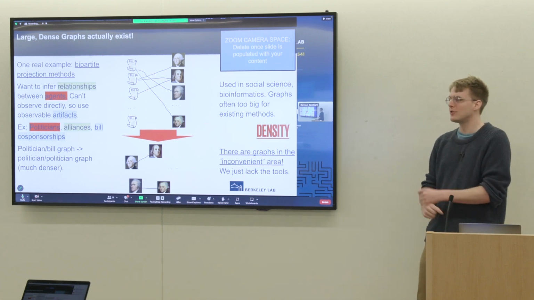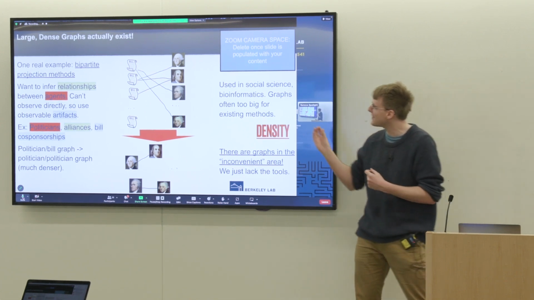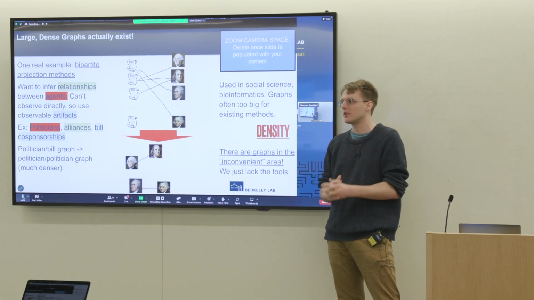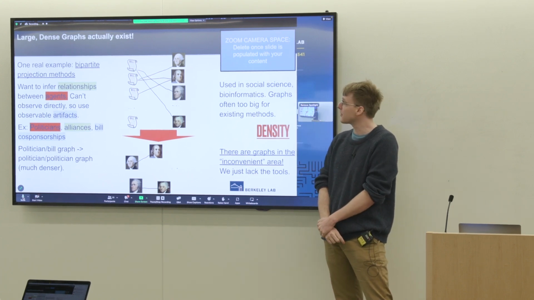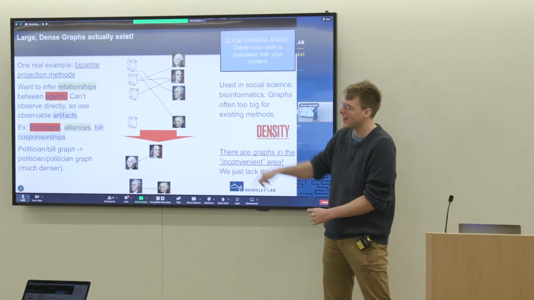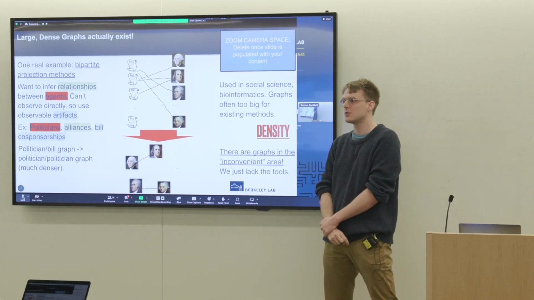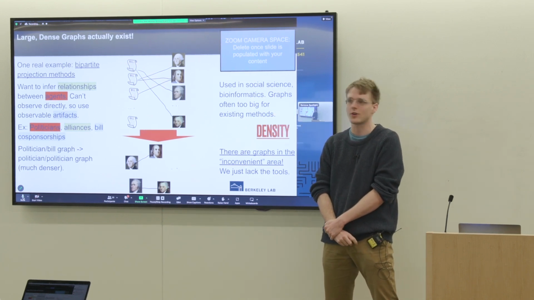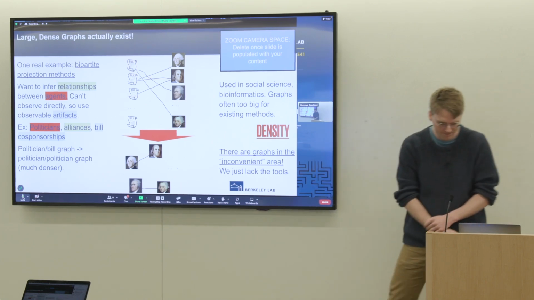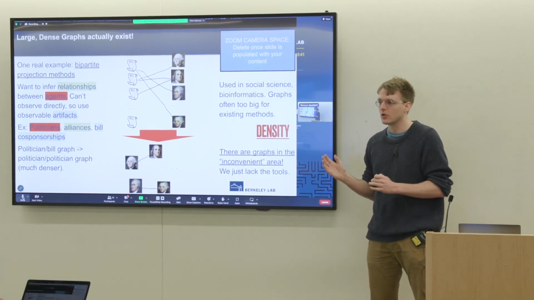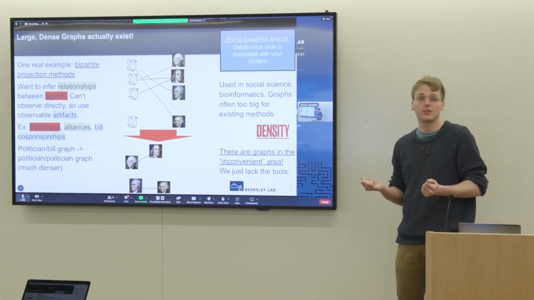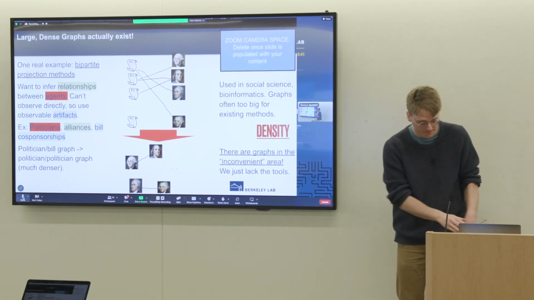This doesn't just apply to politicians. This applies to anything where we have entities that have relationships we'd like to know, but they're hard to observe directly, and instead we infer them through an intermediary. So another example is maybe on the right side here you would have genes, and on the left you would have tissue samples in which those genes are co-located, and you're trying to infer some sort of relationship about them. So the point here is we know of some graphs in this inconvenient area, large and dense graphs. We just lacked the tools to study them up until recently.